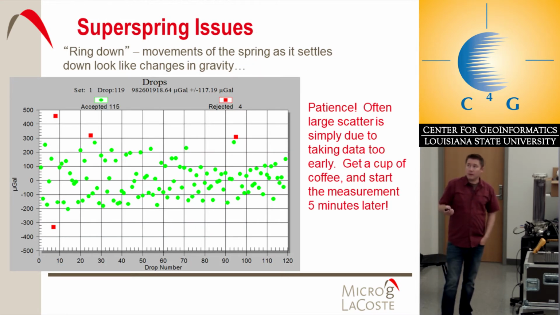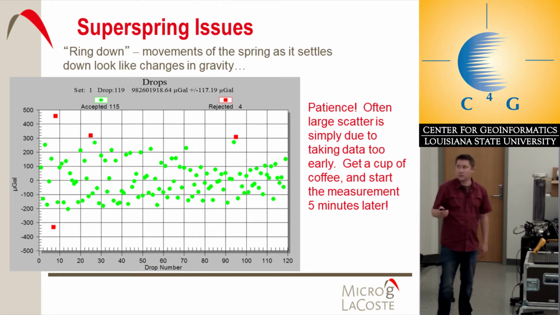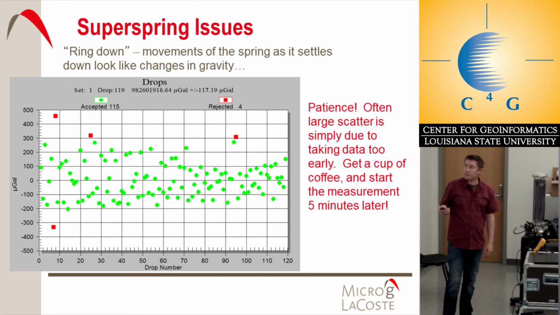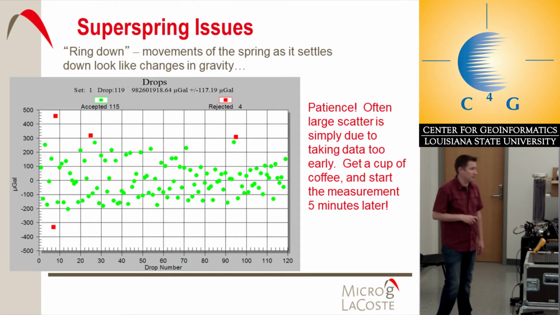So this is what it looks like if you hit go too soon after servo. You can see here how the scatter in the beginning of the project is much higher, and then it kind of just comes in. And that's what's happening: the spring is being controlled, but it has this little bit of ring, it has to ring down and get to a stable position. Go get a cup of coffee, start the measurement 5 minutes later.